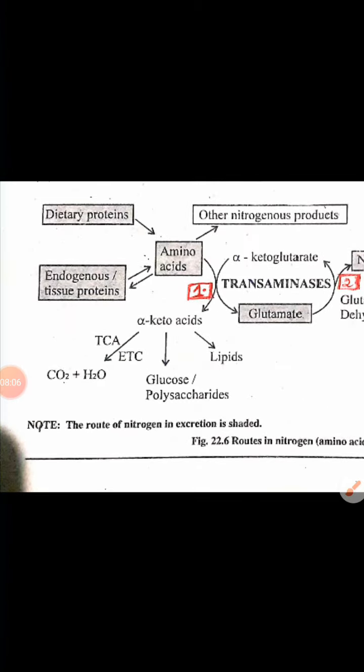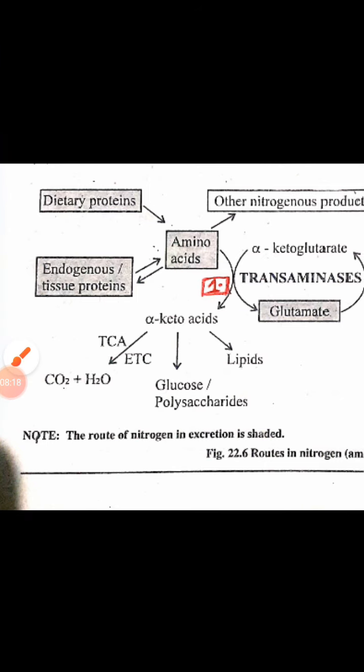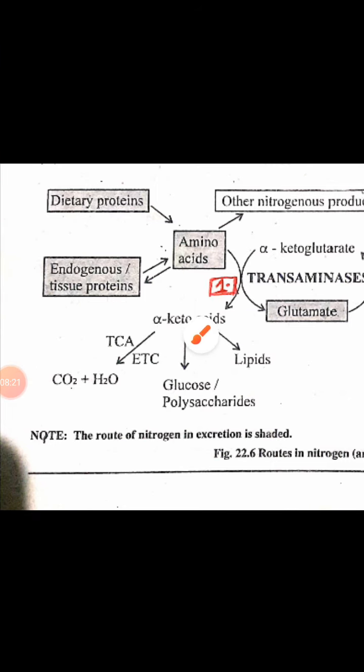Now starting with the actual principle, proteins are either obtained as dietary proteins, that is, you get them in food, or they are endogenous proteins, that is, your body synthesizes them, or from other nitrogenous products. They are ultimately digested to form amino acids. These amino acids further synthesize alpha keto acids, which will enter into the TCA cycle, electron transport system, or glucose metabolism, or lipid metabolism. This is the entire synthesis pathway. This is one way.